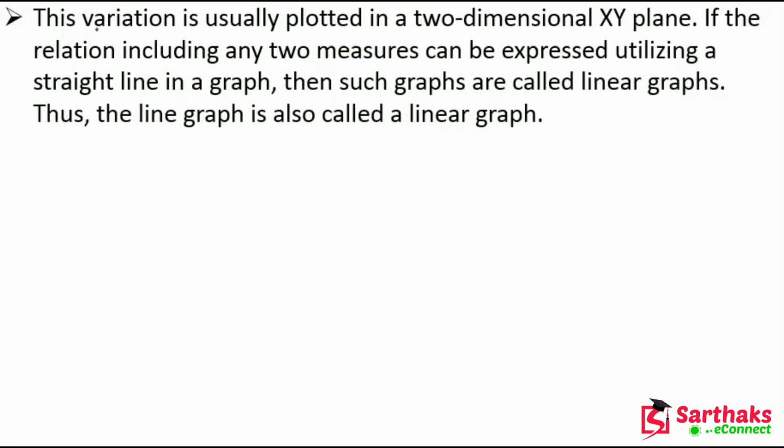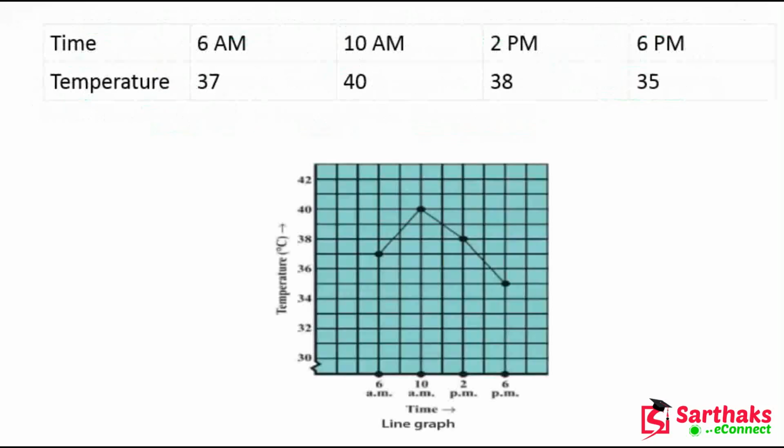In this, the variation is usually plotted in a two-dimensional xy plane. If the relation between any two measures can be expressed using a straight line in a graph, then such graphs are also called linear graphs. Thus the line graph is also called a linear graph. Now if you see the example, we have time and we have temperature. It means we are going to see the relation between time and temperature.